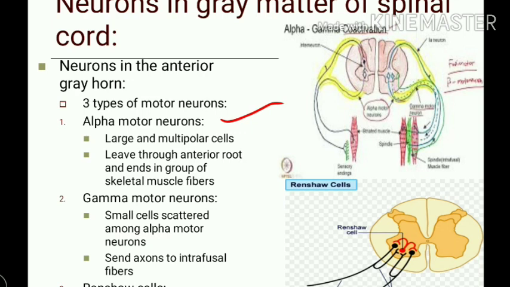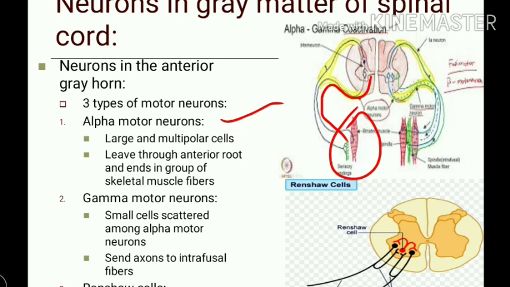Here you can see in this diagram, this is an alpha motor neuron. These alpha motor neurons are large in size and they are multipolar cells. They come out through the anterior root of the spinal cord and they supply extrafusal fibers of the skeletal muscle. You can see here. The second variety of neurons are the gamma motor neurons.